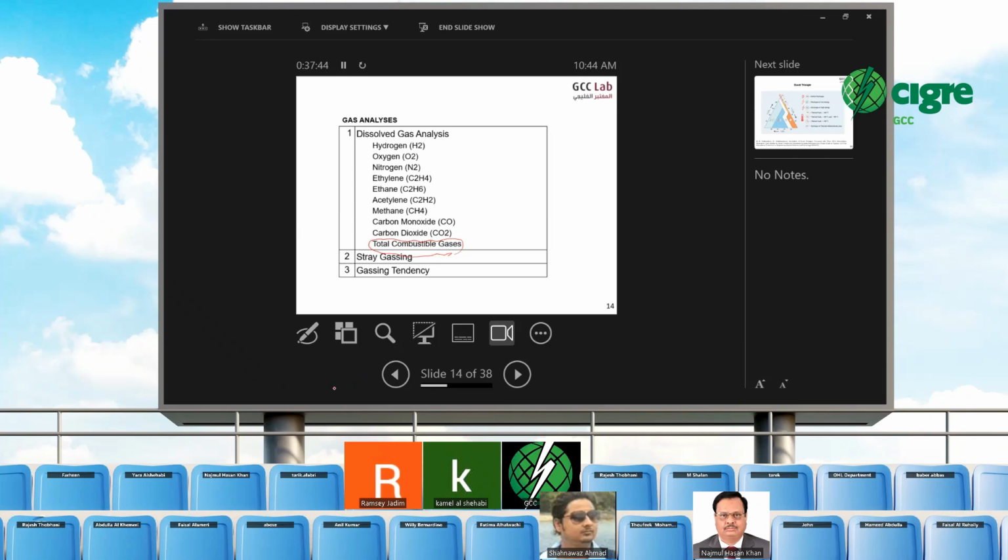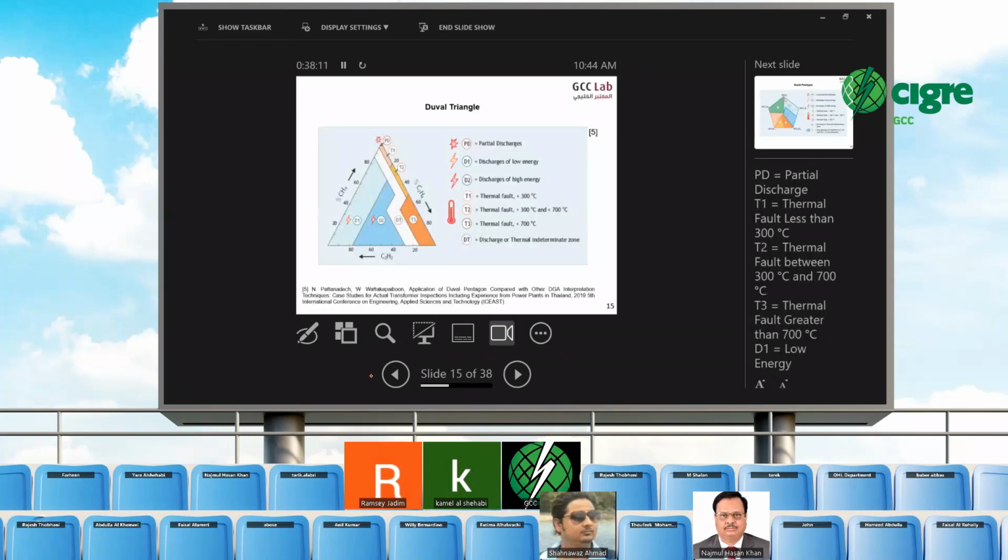Gassing tendency. Also, there is an instrument, another system, to check your oil for creating the gases. But this one is a little different, using the pressure, using everything exactly the same as the transformer. This is what you need for the DGA. Now, evaluation of the gases. There are many diagnostic methods.